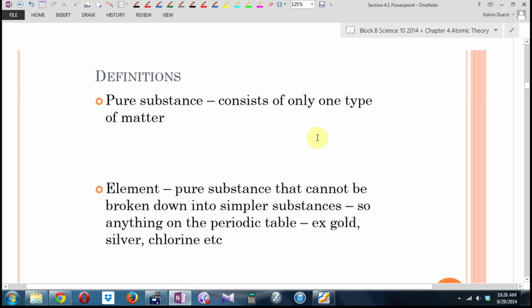Now some definitions and blanks to fill in. If I give you something under definitions, that also means I consider it fair game for your test for a vocabulary matching definition question. Little hint. When we're talking about a pure substance, we mean that the substance consists of only one type of matter. Only one type.